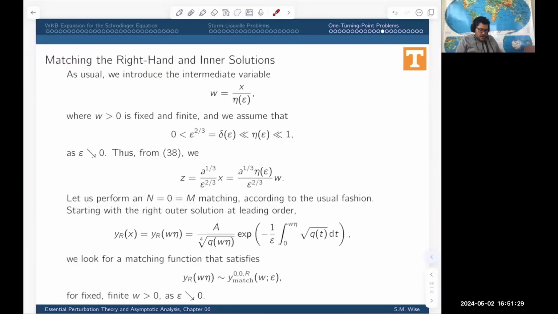Now, let's get down to the hard part, matching the right-hand and the inner solutions. We need to think about this in terms of a picture. I want to do some black ink here. So we have x equals 0. Now our outer solution is going to come down to this regime down here, right? So there's our right outer.